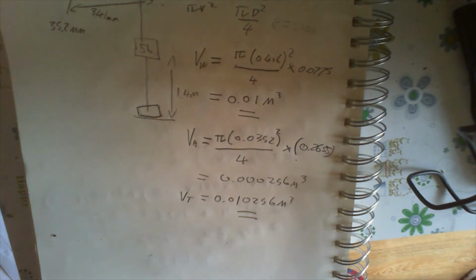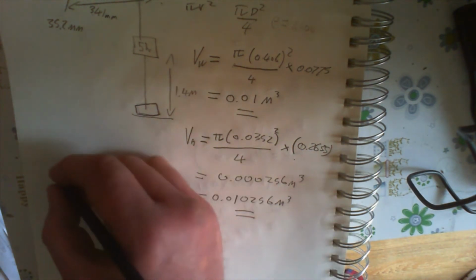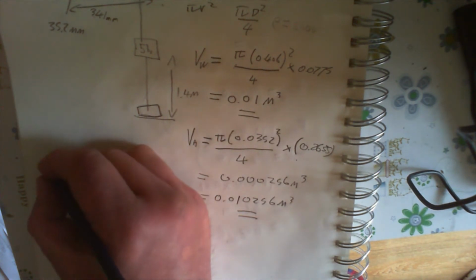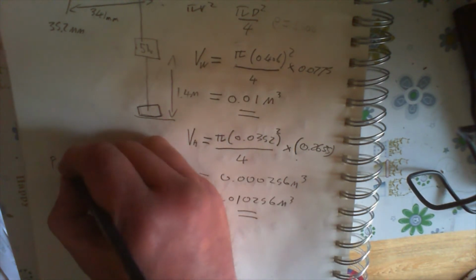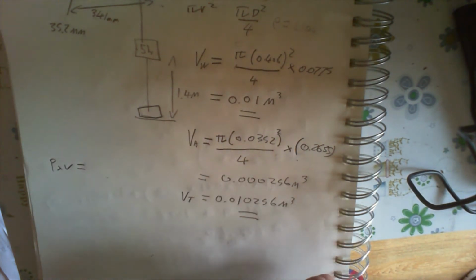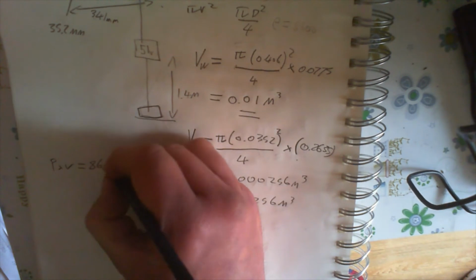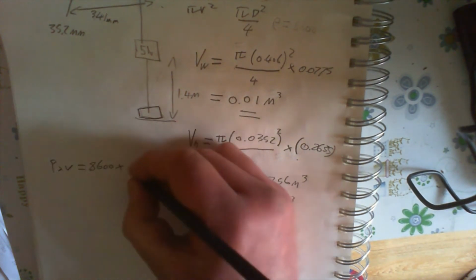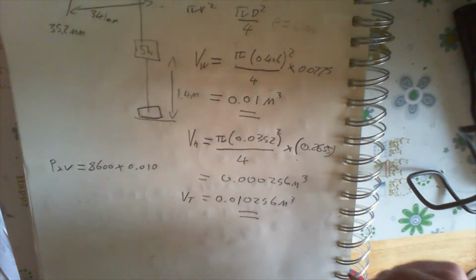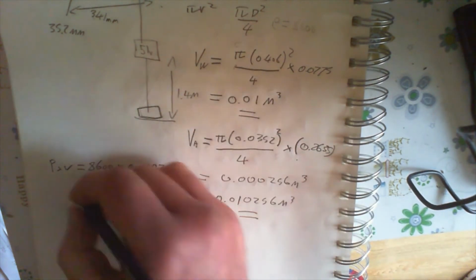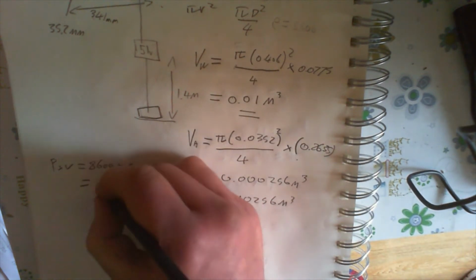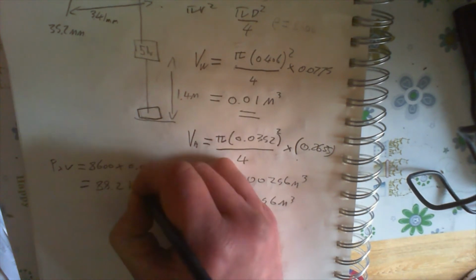There we go. Last then is the density, the density times the volume. Well, we must be given a density somewhere. 8600 times the volume, 0.010256, and that's 88.2 kilograms.